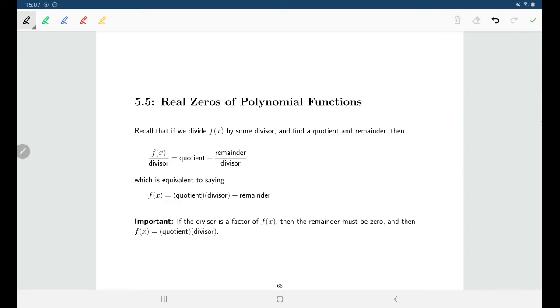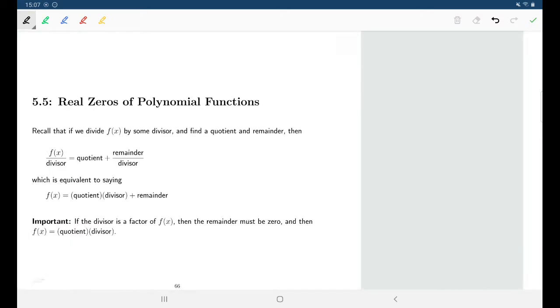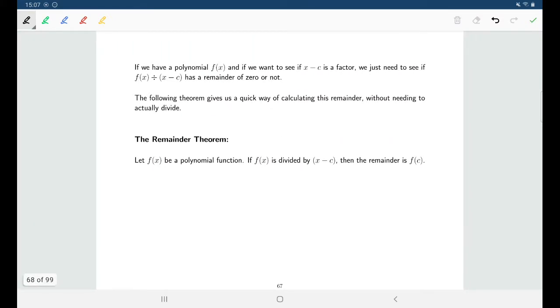So there's a couple of things that we'll need to think about here. One would be, how do we decide if something's a factor or not, and where are we getting these hypothetical factors from? So the first part, testing if something is a factor or not, we have two ways that we can do it. There's the obvious way, which is if you wanted to know if x minus c is a factor, you could take your polynomial and divide it by x minus c and see if the remainder is 0. But that means you actually have to carry out division.